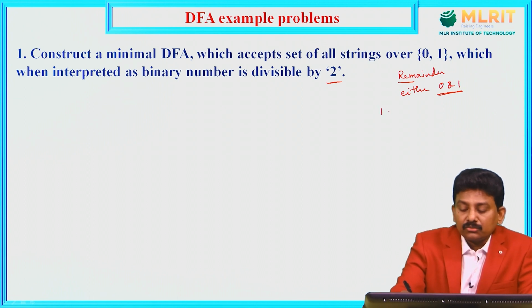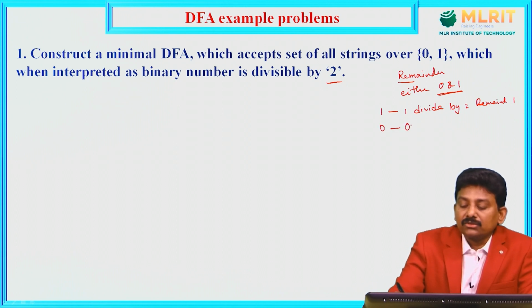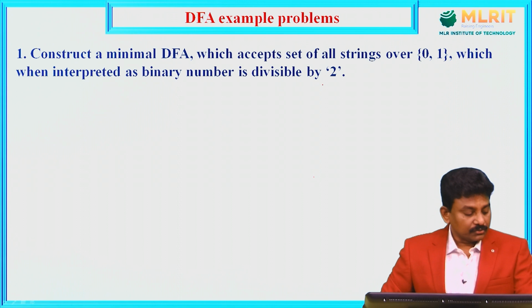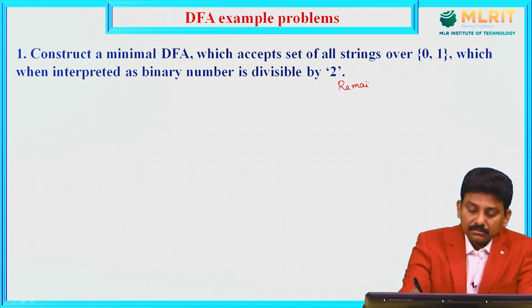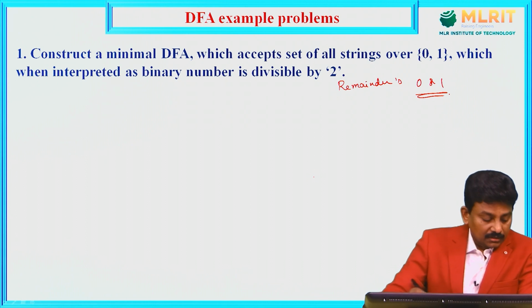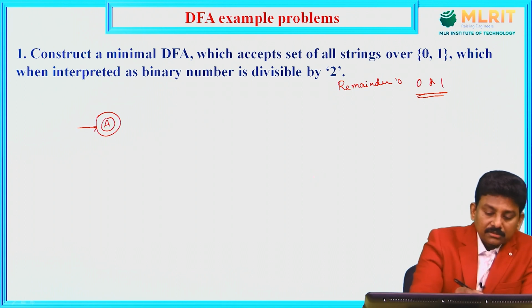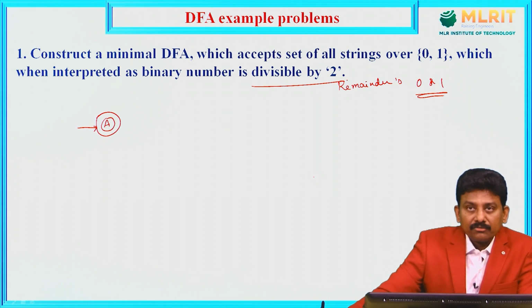So, 1 divided by 2: 1's binary number is 1, divided by 2, we will get remainder 1. Suppose 0, binary is 0, divided by 2, remainder 0. So, if you divide any number by 2, you will get remainder 0 or 1. So, we need two states, one is the remainder 0 state, because divisible by 2 means remainder 0.